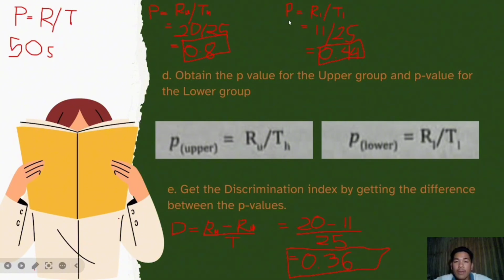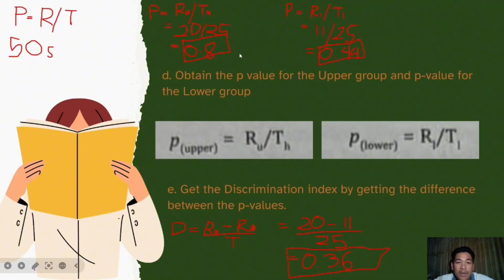Next is the p-value of the lower group. P equals Rl over Tl, the same as the upper group, where Rl is the number of students answering the item right and Tl is the number of students answering the item. So 11 students answering item 1 correctly divided by 25 students is equal to 0.44. That's the p-value of the lower group.